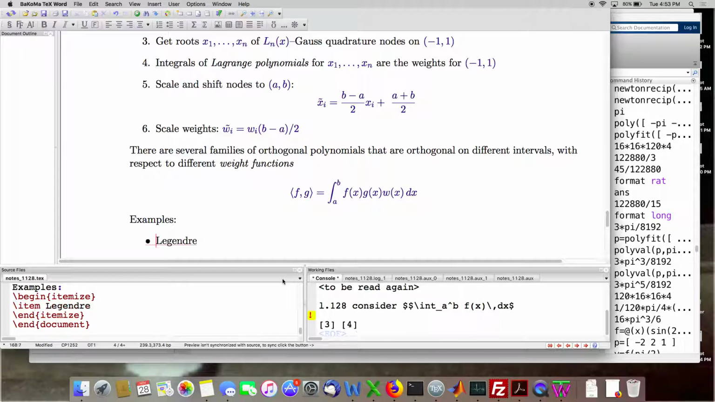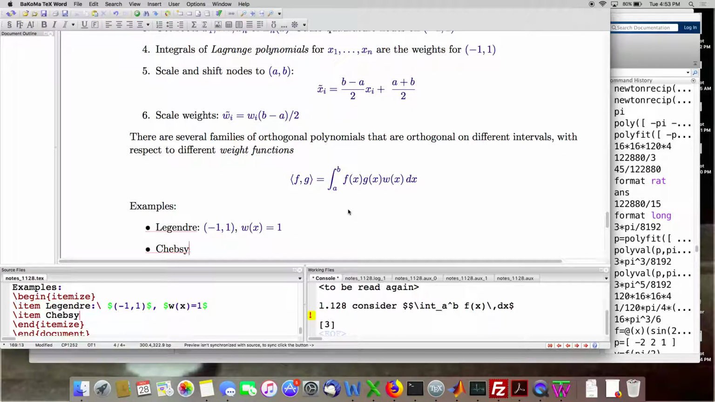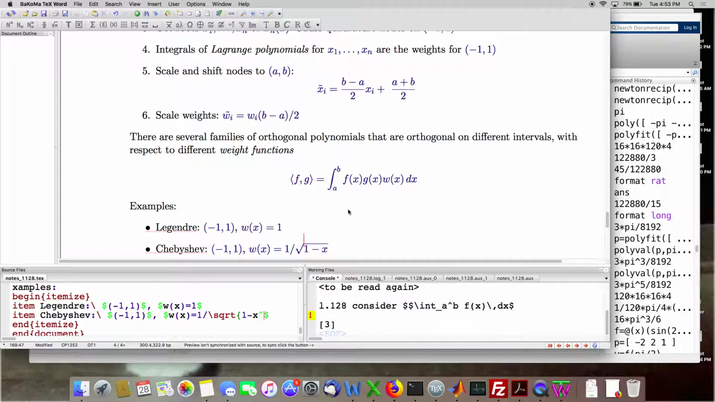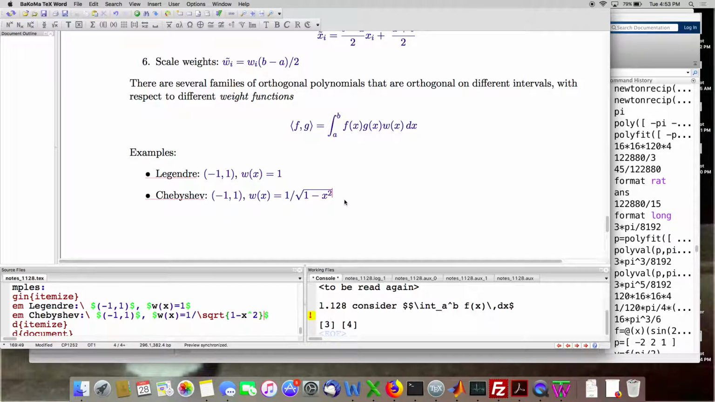Okay. So Legendre polynomials on -1 to 1, and the weight function is just 1, so it doesn't really appear. We also have Chebyshev polynomials. Those are orthogonal also, on the same interval, -1 to 1, but the weight function is 1 over the square root of 1 minus x squared. Which is kind of weird because this function is actually undefined at x equal plus or minus 1. So it's undefined at the endpoints, but it's well defined in the interior, so that's okay.